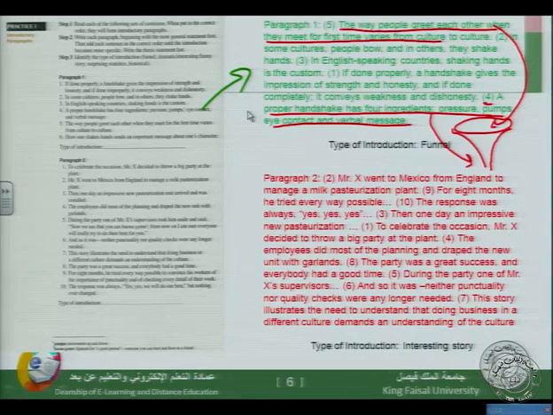So we have two different kinds of introduction. The first one, funeral, and the second one, interesting story. Let us move.